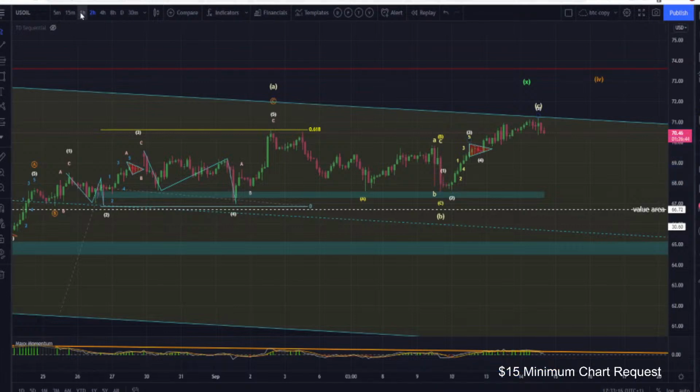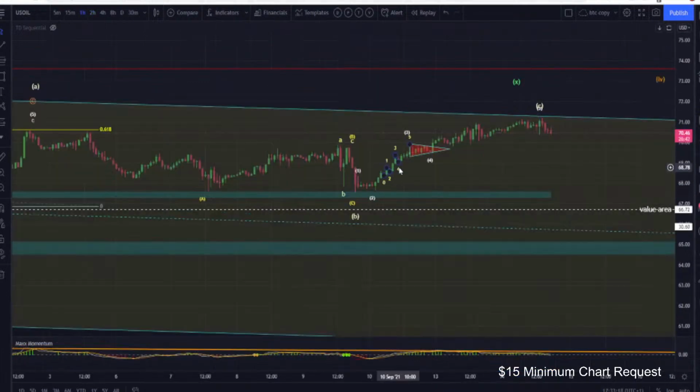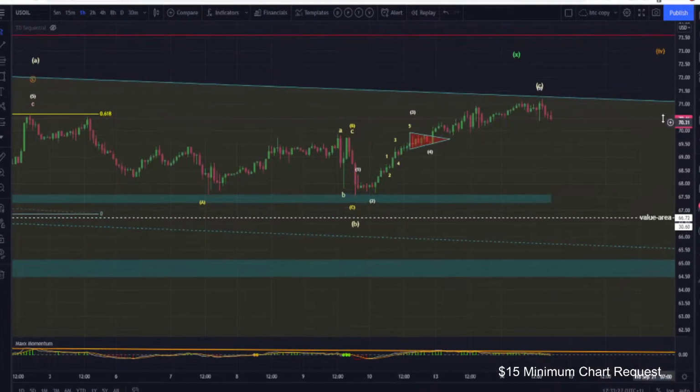Now, I'd be down even lower than that to try and get all that little nuance. So nice little 1, 2, 3 sideways into the 4, little pennant. Now we're going up here. That's not a great looking finish.